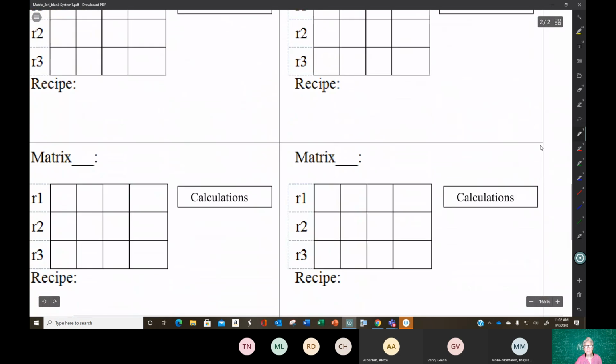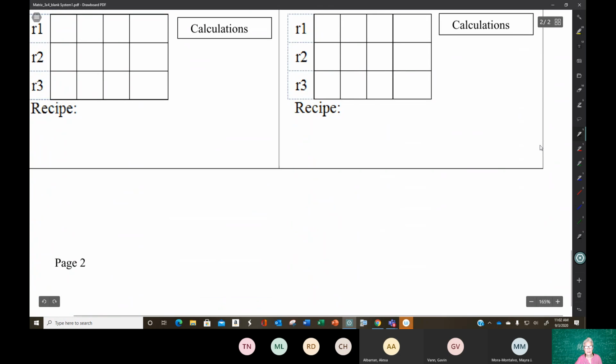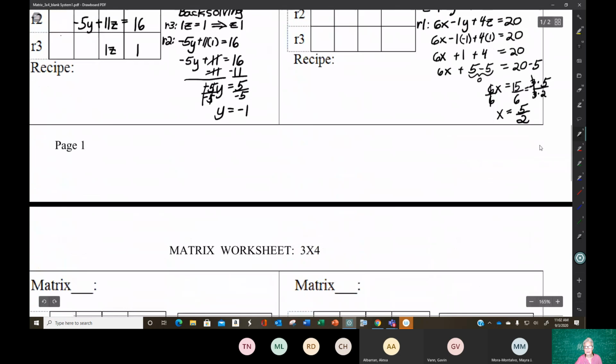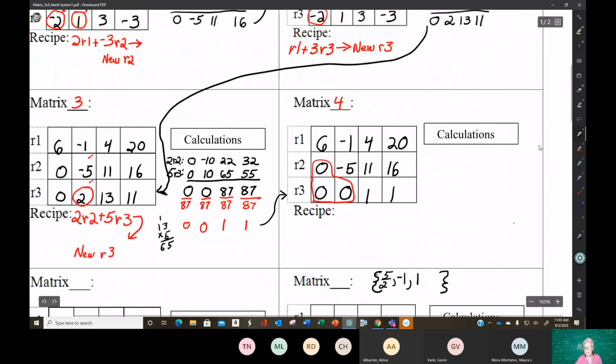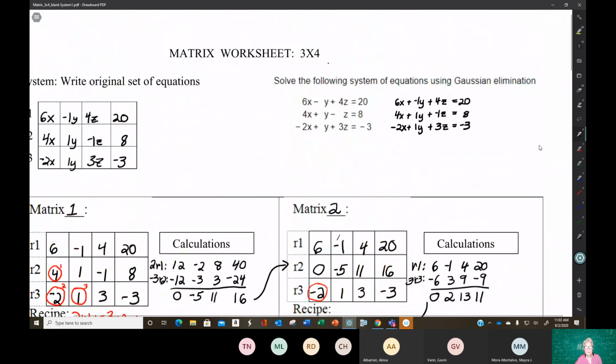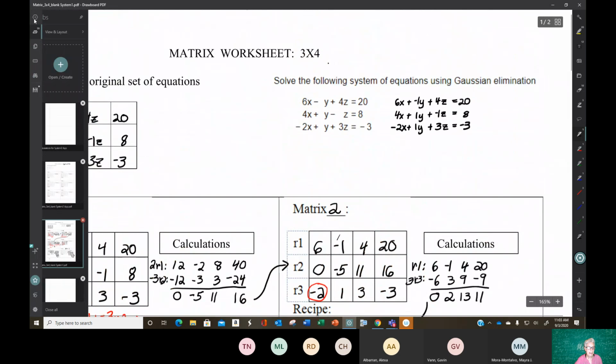And here, look at this. You've got another sheet down here. Let me save.